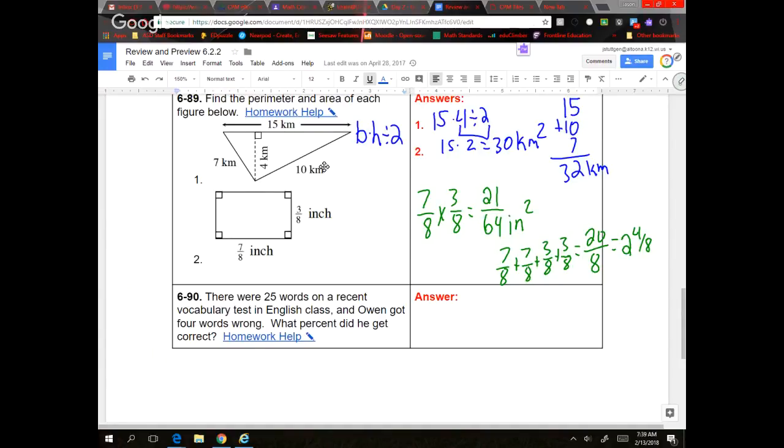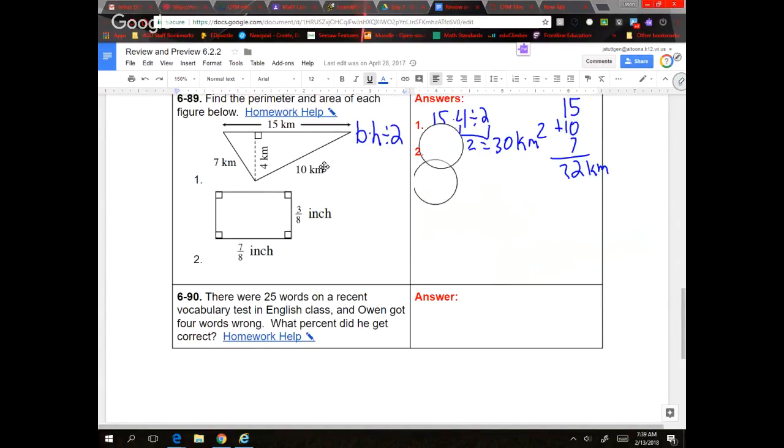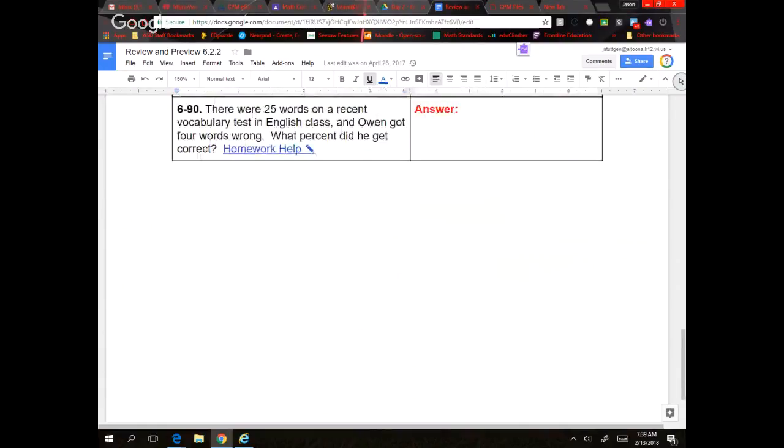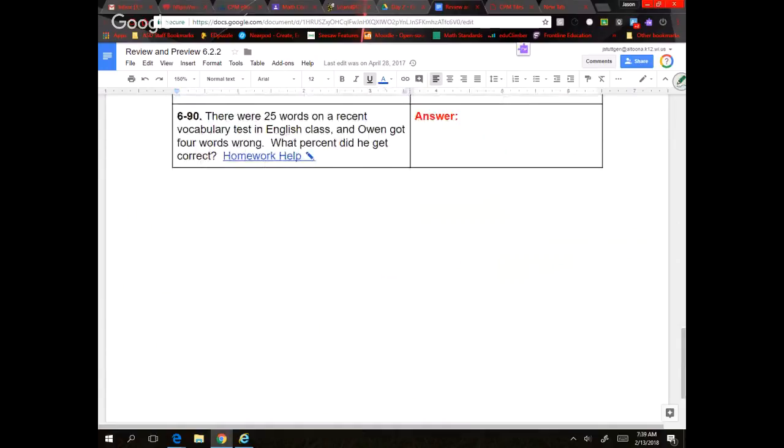Last one. I believe this is the last one, if I remember right. I think there's only 5 on this one, right? It says there were 25 words on a recent vocab test in English class. One got 4 words wrong. What percent did he get? Well, there's 25, and he got 4 wrong. That means he got 21 right.